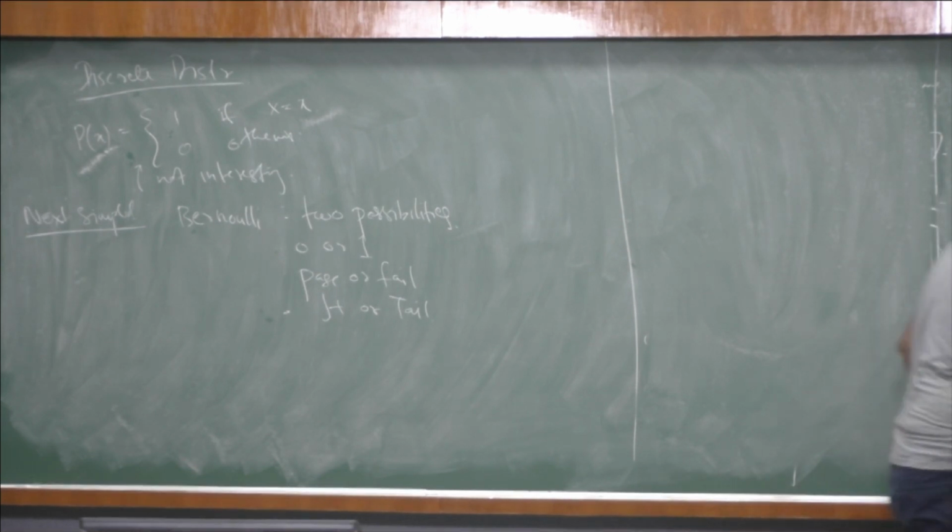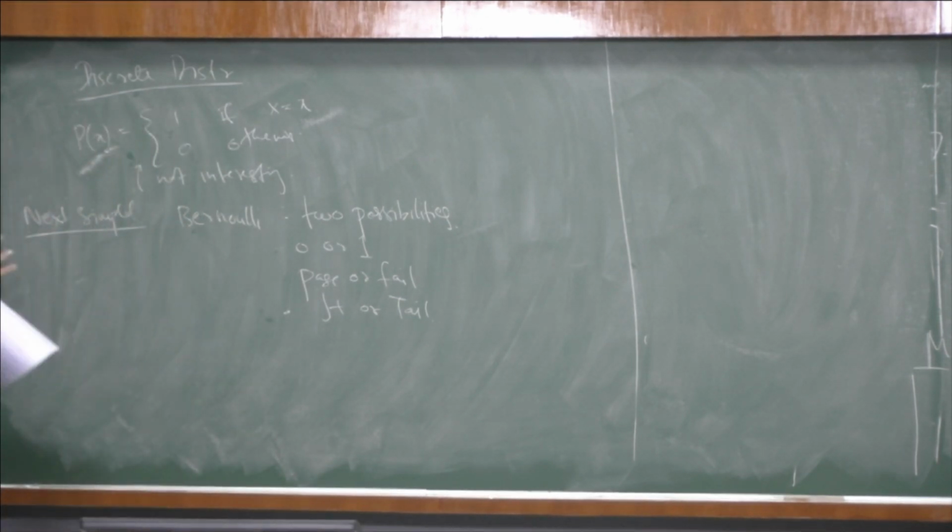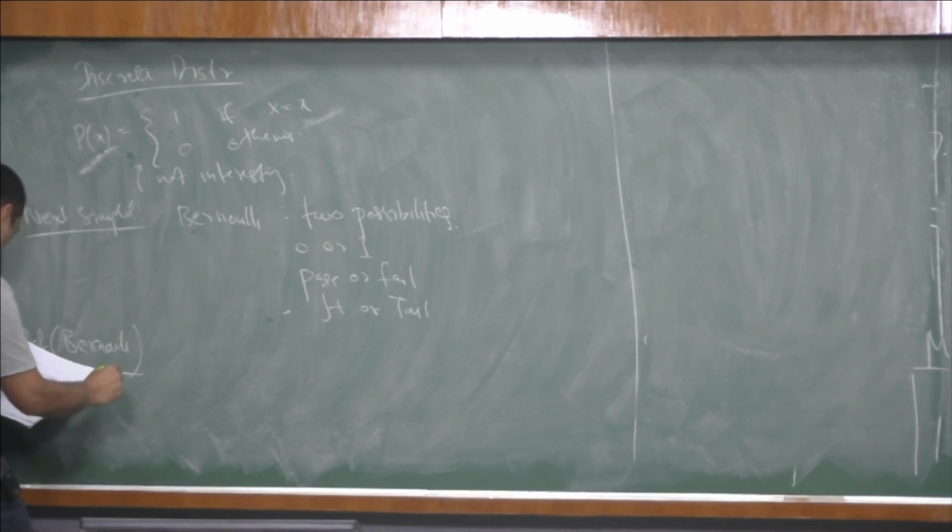Okay, so that's why we study these distributions, because a combination of these can lead to something interesting. So we can define a Bernoulli precisely. So, definition of a Bernoulli. Bernoulli is the name of a mathematician, some Swiss guy.